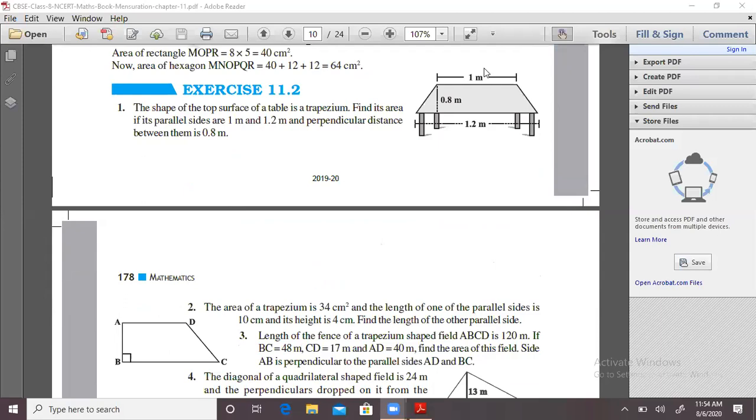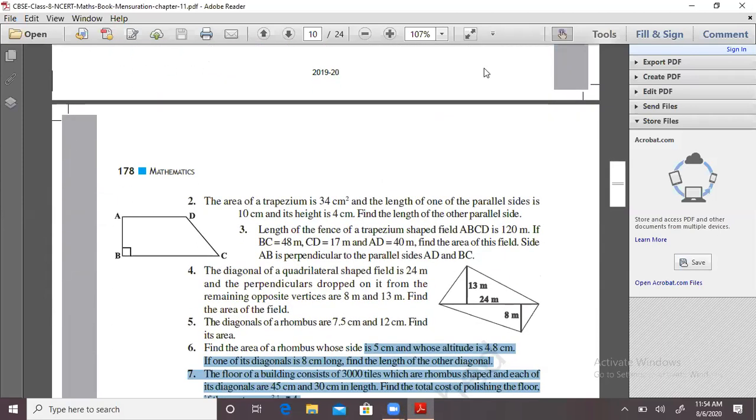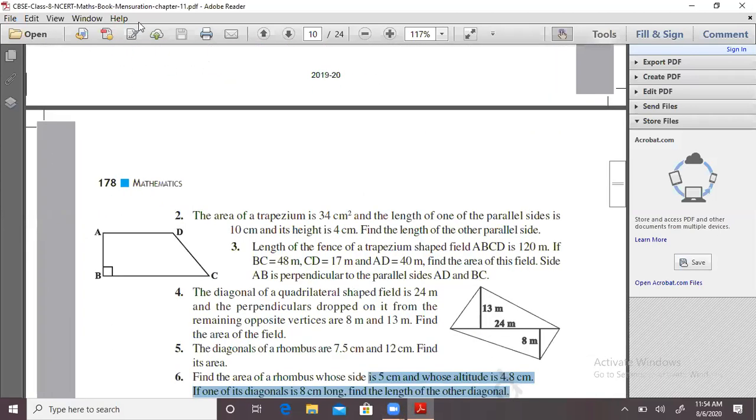The length of the fence of a trapezium shaped field ABCD is 120 meter. If BC is given 48 meter, here you have given the length of the fence of trapezium. The figure is given here ABCD and its fence of trapezium, that means you have given perimeter. Perimeter is given here 120 meter.